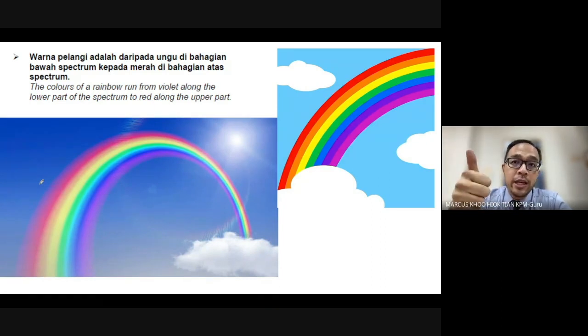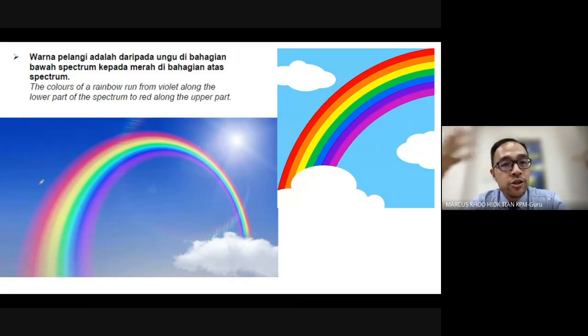So the first application is mirage. The second application is rainbow. These are what we call natural phenomena. No need for a machine or anything. It occurs in front of us. It's natural phenomena, and always a reason to be thankful for.